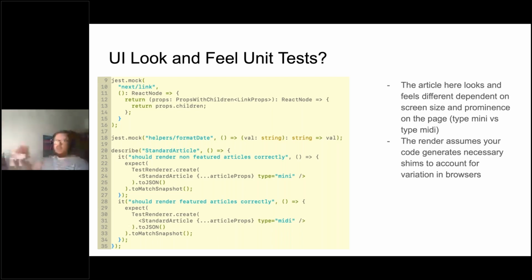This is the snapshot testing approach that we're seeing here. So we're looking at an article, which is called the standard article, that has 2 flavors effectively. It has a mini and a MIDI.